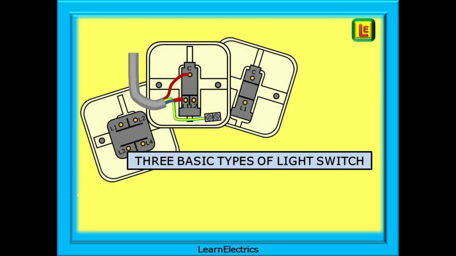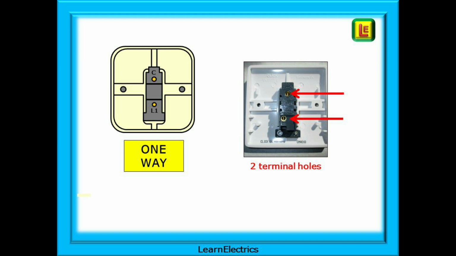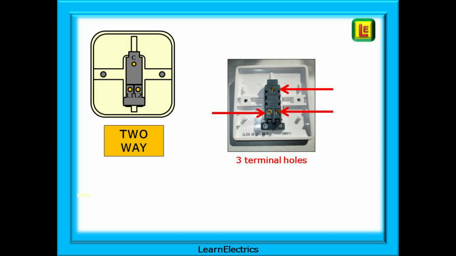There are three basic common types of light switch, and you should expect to come across all three types on a regular basis. First, the one-way switch. It controls the flow of electricity through just one wire. A one-way switch has two terminal holes, one for the supply cable in and another for the cable out. A two-way switch has three terminal holes. It can direct the flow of electricity through two wires or two ways.